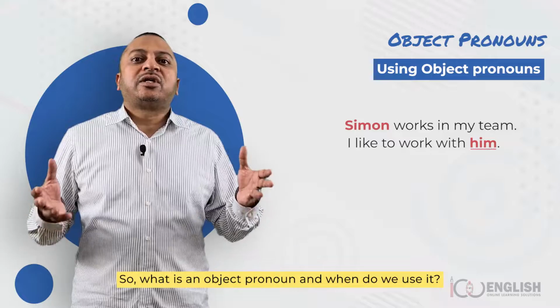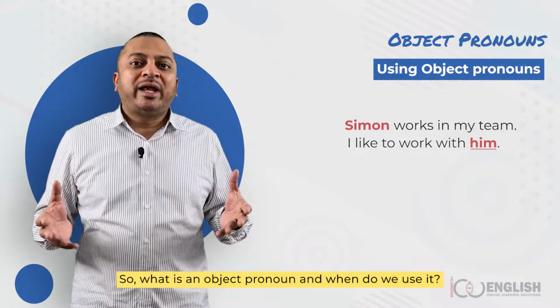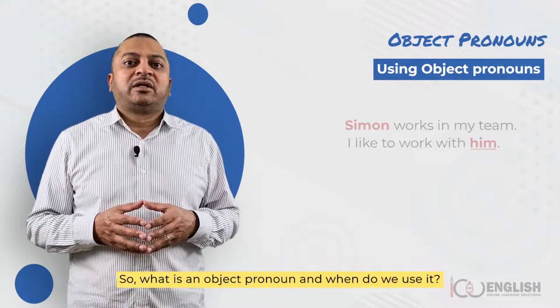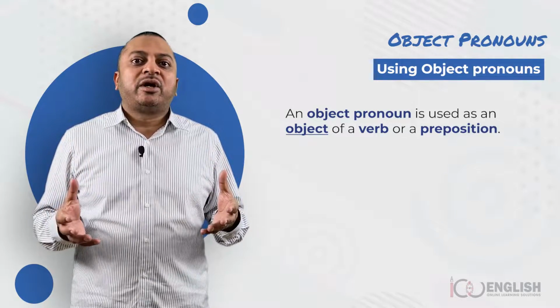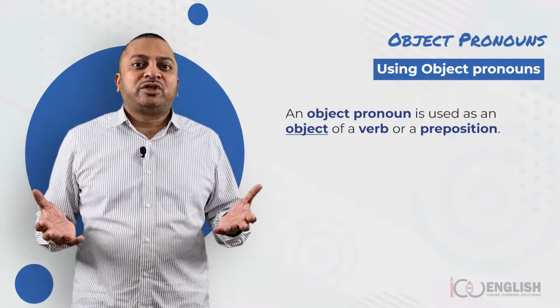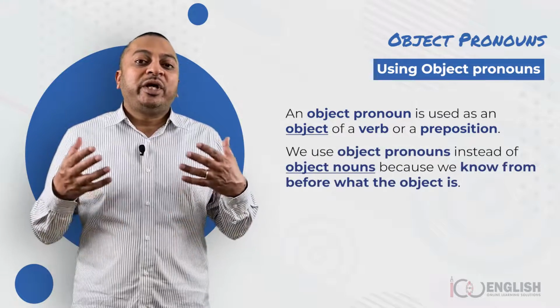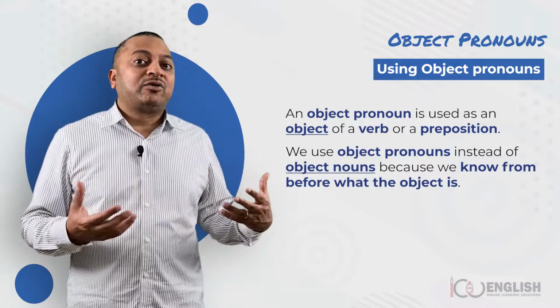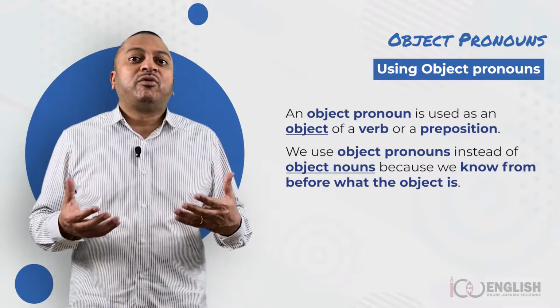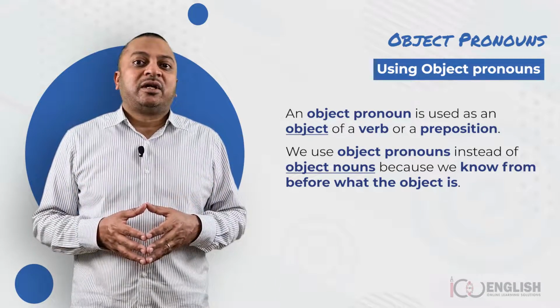So what is an object pronoun and when do we use it? An object pronoun is used as an object of a verb or a preposition. We use object pronouns instead of object nouns because we know from before what the object is.